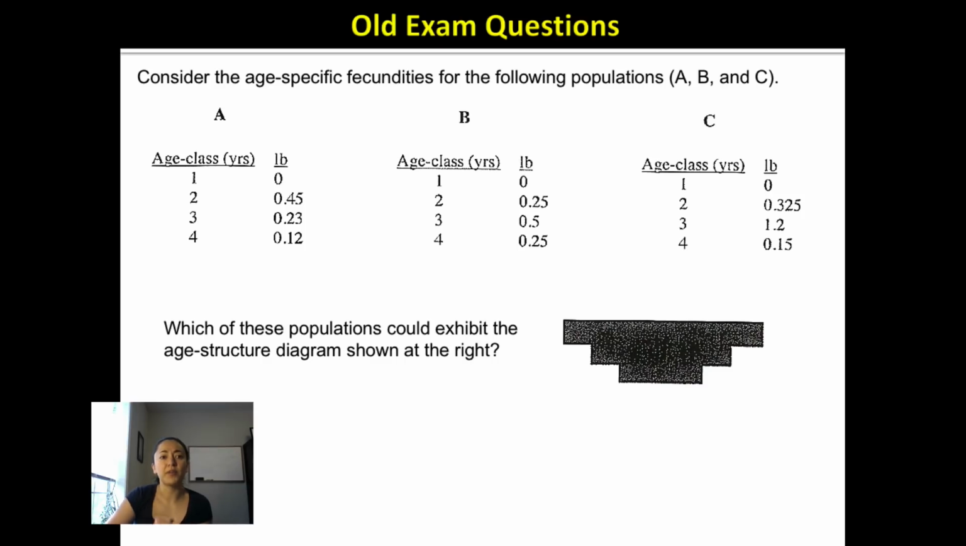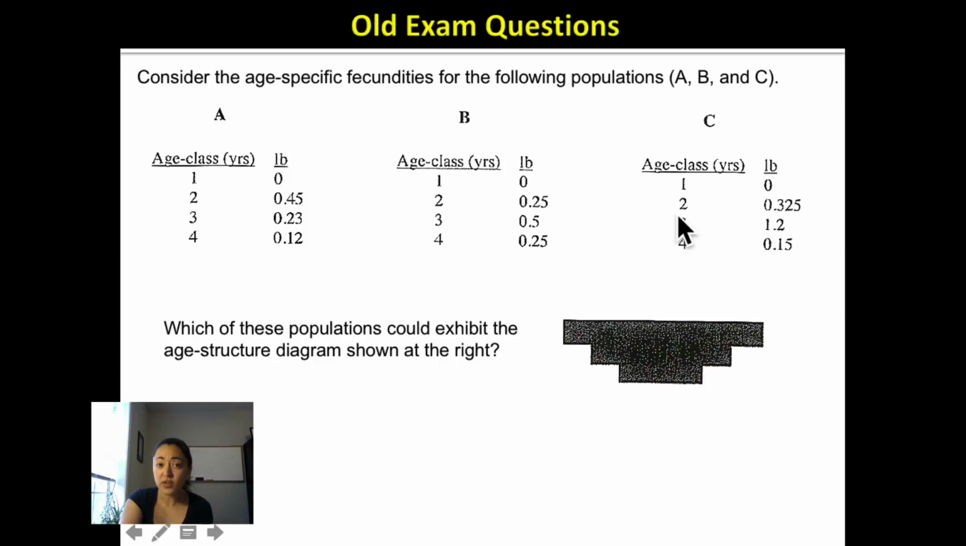Let's do a practice problem with this. Consider the age-specific fecundities for the following populations, A, B, and C. So in these life tables, you can see that the LB column has already been given to you. They didn't show you the L or B columns individually. So here's our age-specific fecundity. We want to know which of these populations could exhibit the age structure diagram shown at the right. This age structure diagram is typical of a population that's declining. So we're looking for a population that has an R value of less than 1. Which of these populations have an R value of less than 1?